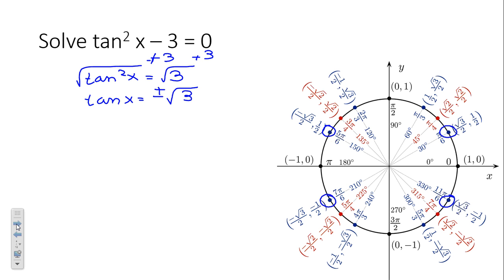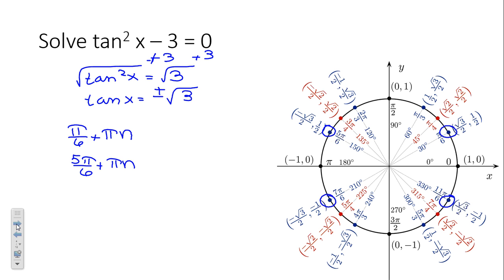So you can list all 4 of them out, but won't pi over 6 plus any multiple of pi get us this guy? And wouldn't 5 pi over 6 plus any multiple of pi get us this one? So you can list all 4 plus the 2 pi's, but we can reduce that and simply say pi over 6 plus pi times n, that's our positive, here's our negative, 5 pi over 6 plus pi times n. And that covers it, yes.